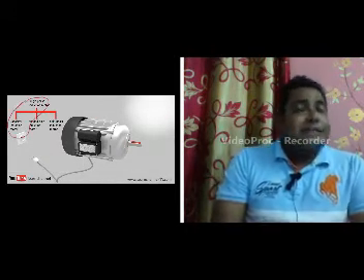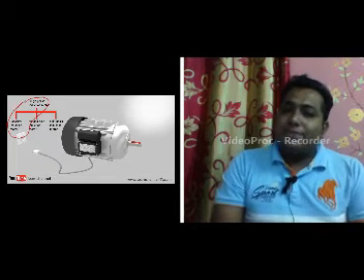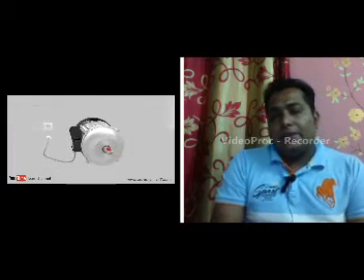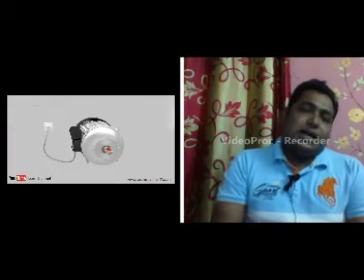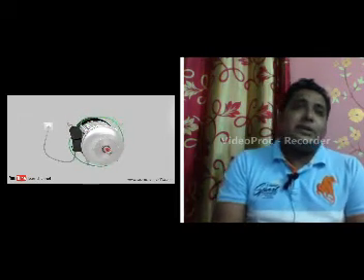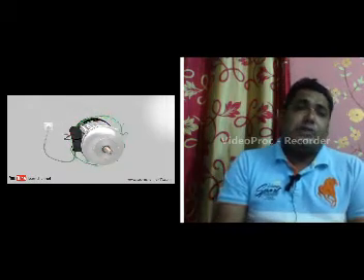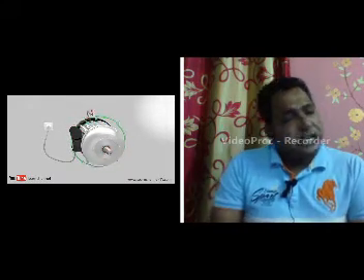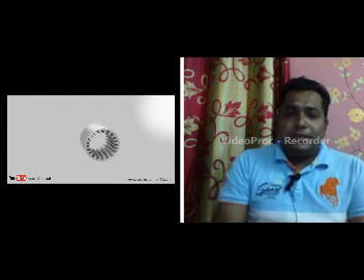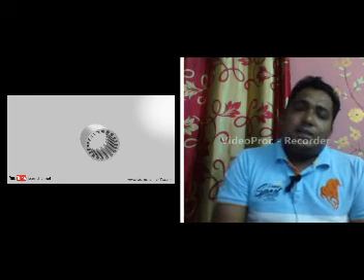But there is some disadvantage with this single phase induction motor, that is it is not a self-starting machine. So there are different methods available in the market by which we can start this single phase induction motor. We have the capacitor start method, the split phase method, and the shaded pole method. But for commercial purposes, in our daily life, we actually use the capacitor start method.